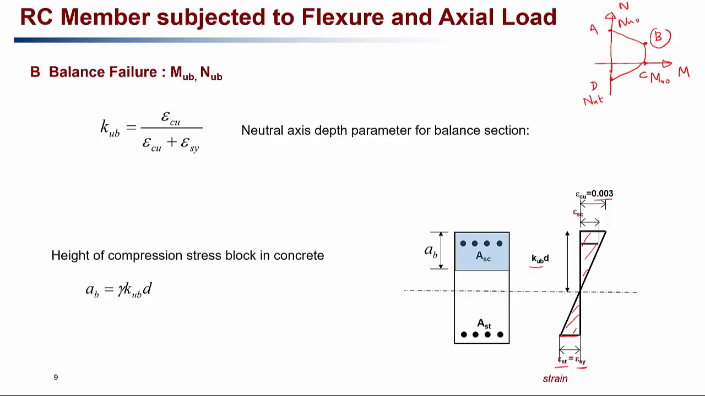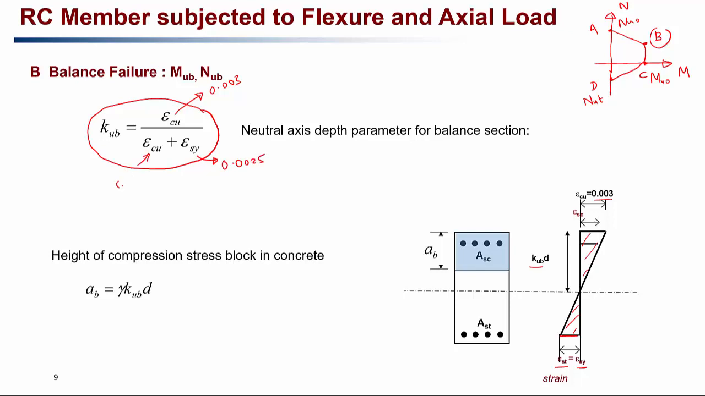So we have done that one for the balance section for the beam. So if you go back and review that, we know that for the balance failure, KUB is denoted by epsilon Cu, which is the crushing compression strain in concrete, that is 0.003, over epsilon Sy plus epsilon Cu, where epsilon Sy denotes the yield strain in steel. So epsilon Cu is the crushing strain of concrete, which is 0.003, and epsilon Sy is the yield strain of steel, which is 0.0025.